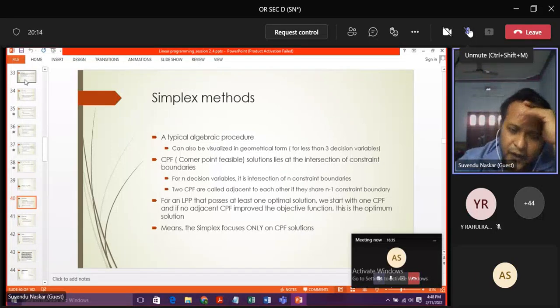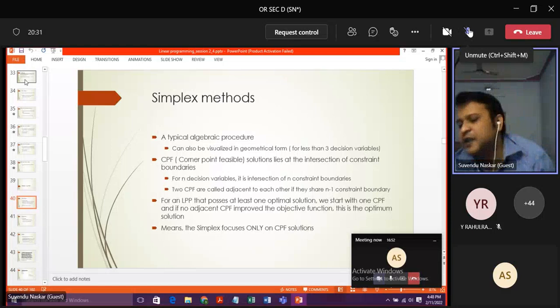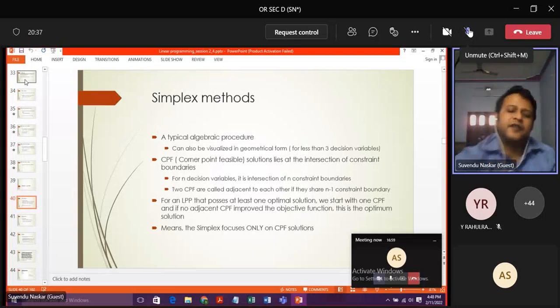However, for an LPP solution, if there is at least one optimal solution, then we will start with any one CPF. You can choose it randomly, but we'll see that we can choose (0, 0) if the non-negativity constraints are there. We can choose some CPF from the set of corner point feasible solutions.